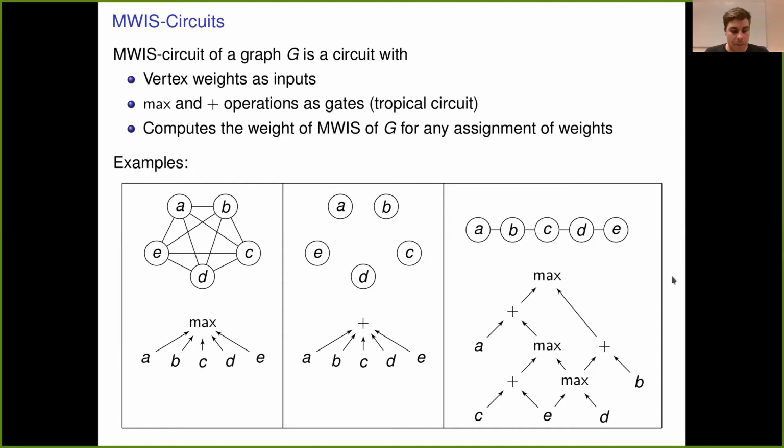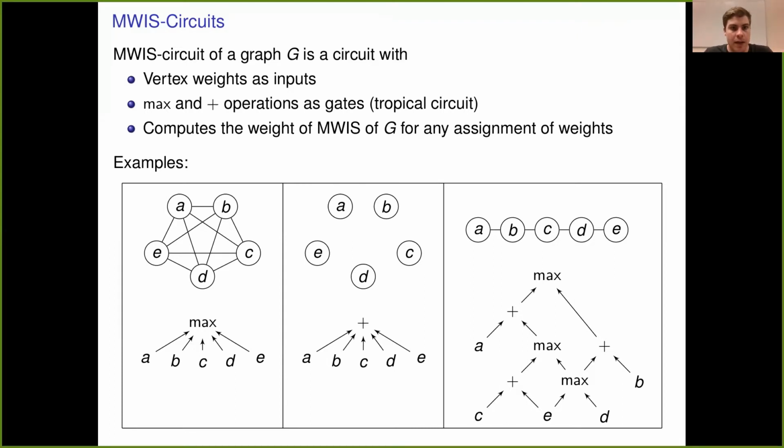We say that the size of a maximum weight independent set circuit is the number of gates in the circuit. And maybe somebody noticed that these circuits don't actually work if we have negative input weights, but it's easy to do some small transformation to make any circuit that works for positive weights work also for negative weights. So details like this don't matter much in this model.